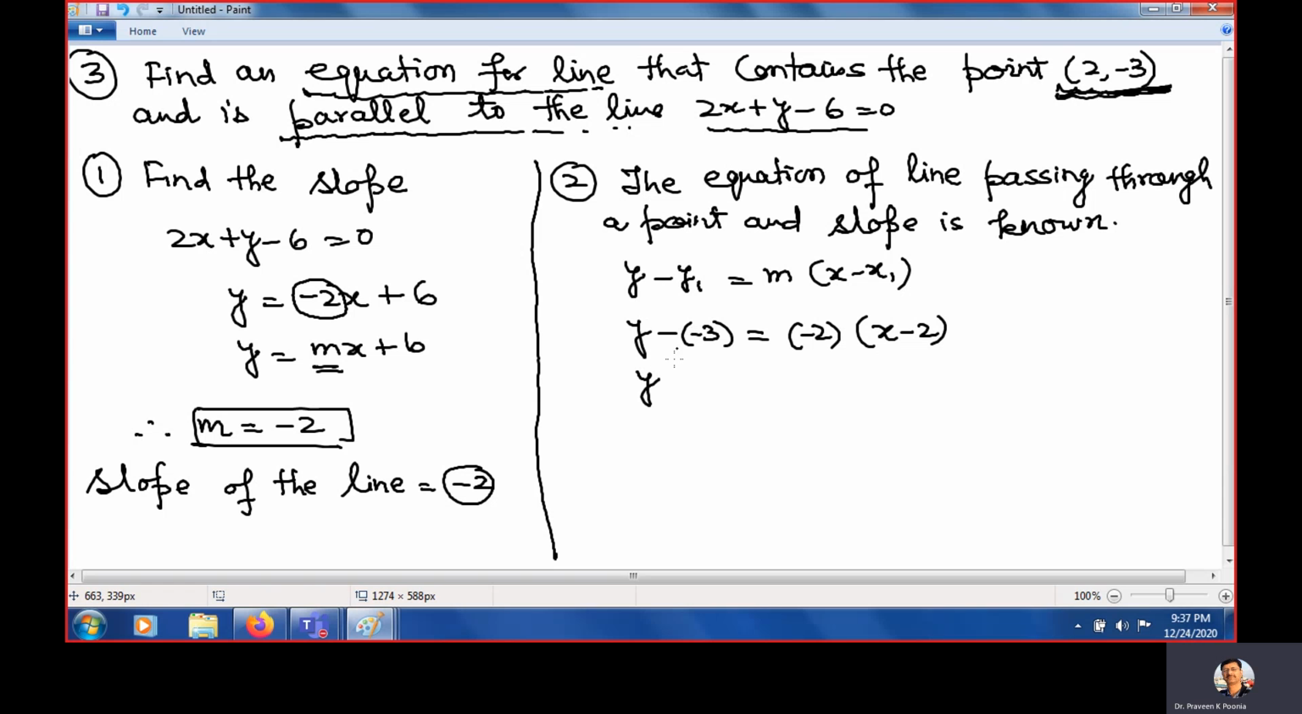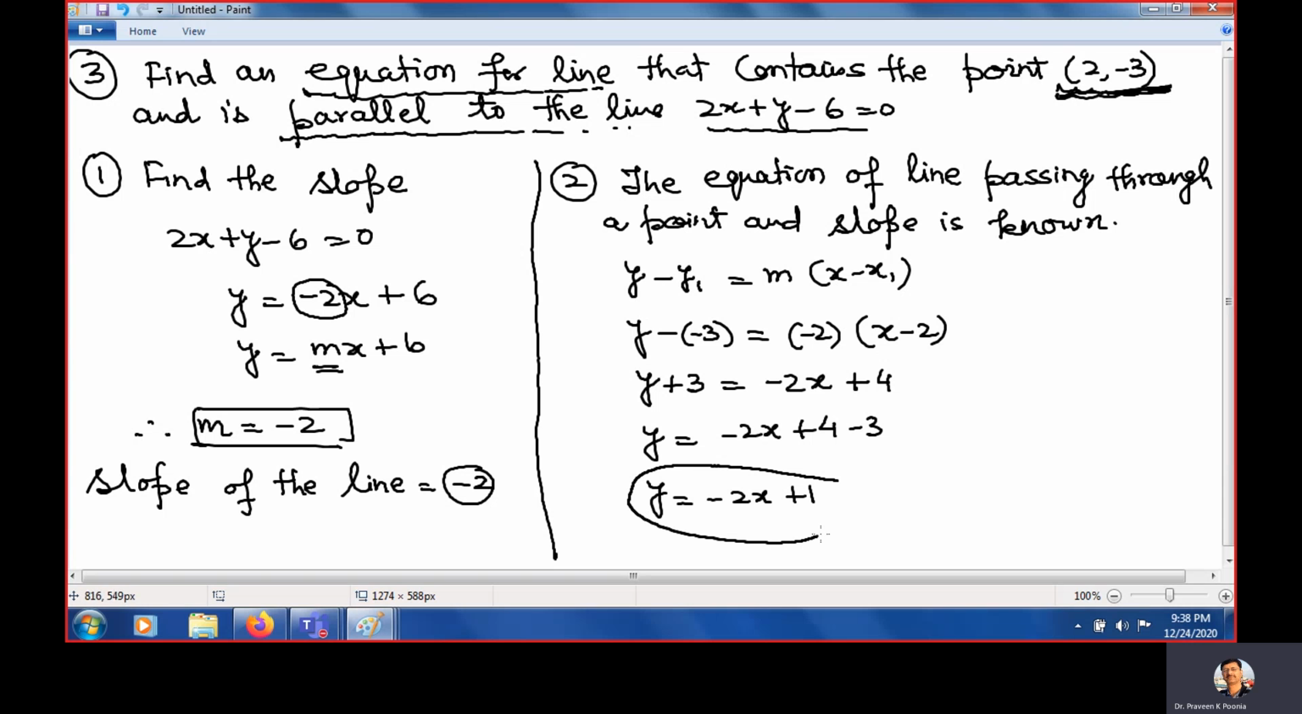So y plus 3 is equal to minus 2 into x minus 2: minus 2x, and minus 2 times minus 2 is plus 4. Now shift this 3 to the right-hand side, minus 2x plus 4. Now plus 3 will change into minus 3 and y is equal to minus 2x plus 1. So this is the equation of the line that is parallel to another given line and passing through a point. So this is how to calculate the equation of the line. Okay, this is for the parallel line.